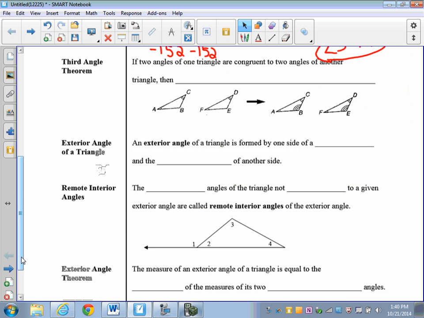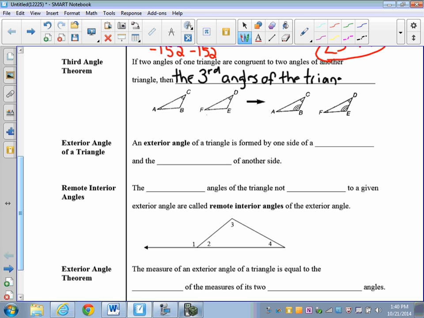Moving on, we have something called the third angle theorem. The third angle theorem says if two angles of one triangle are congruent to two angles of another triangle, then the third angles of the triangles are congruent. This is because all three angles need to add up to 180 degrees.